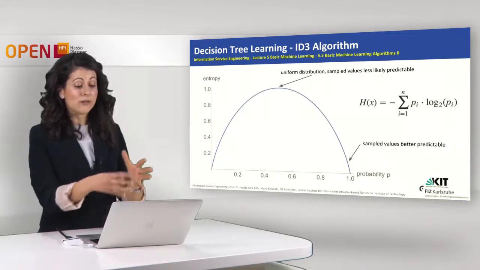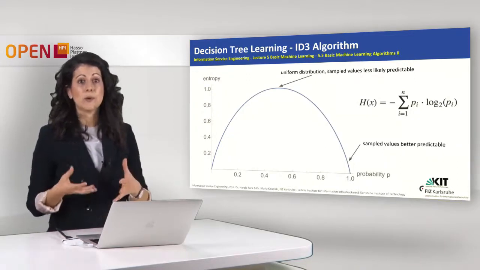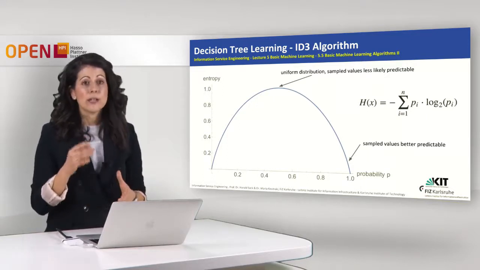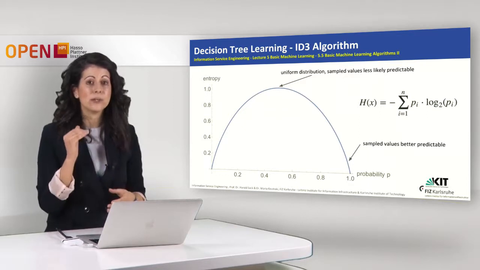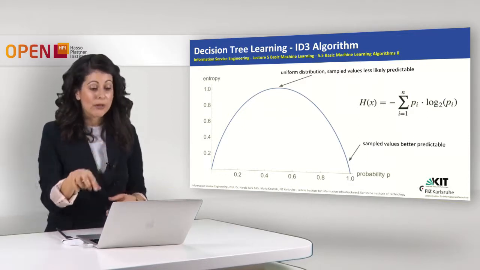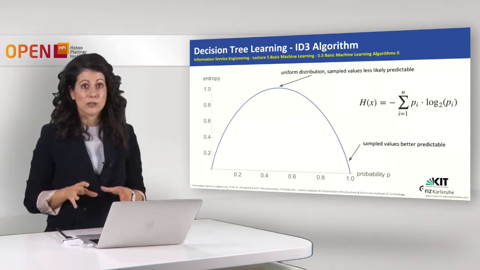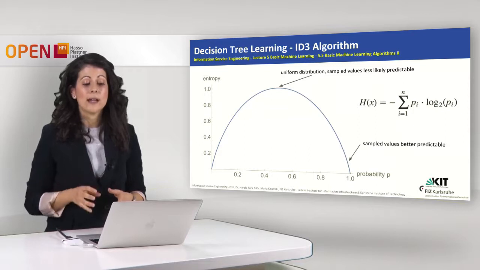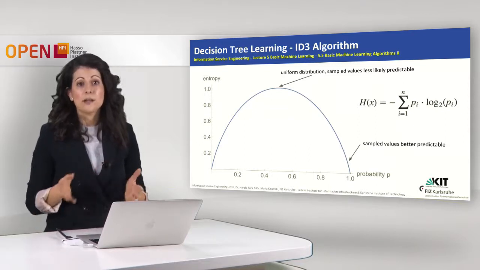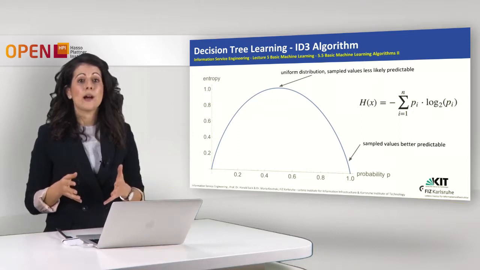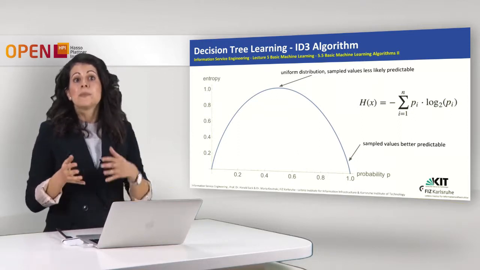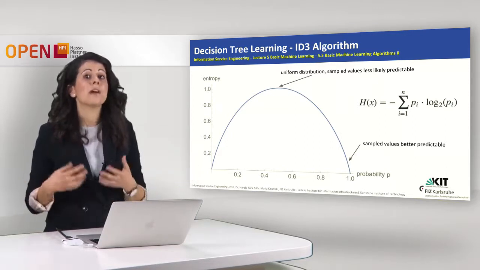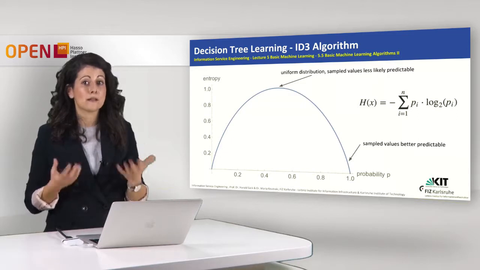So this is a curve that shows us the relation of the entropy and this probability p, and what I want you to get out of this figure is that the worst case scenario that can happen to us is when the entropy is equal to 1, which is there at the top. This is the uniform distribution of the values, and that means that the sample values are less predictable. So they are completely uncertain. This is the case when we have 50-50 cases. So in 50% of the cases I have true as a result, and in the other 50% I have false as a result. So this is completely uncertain.